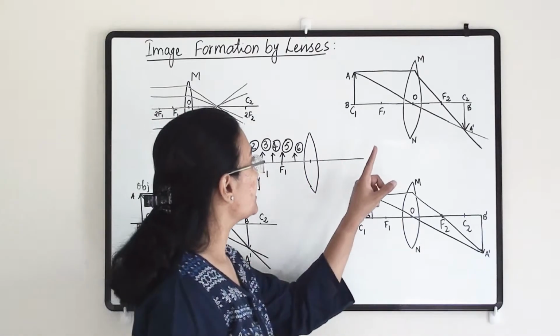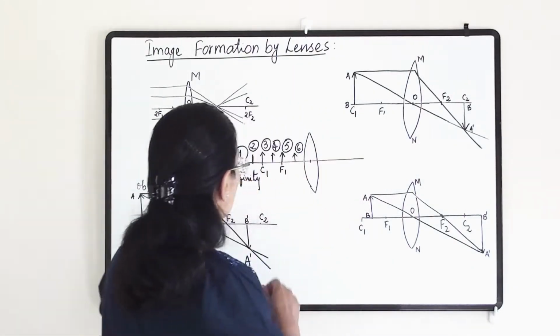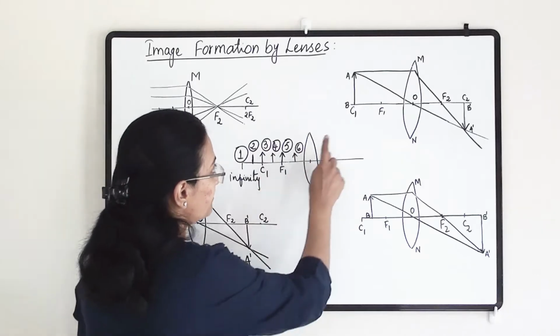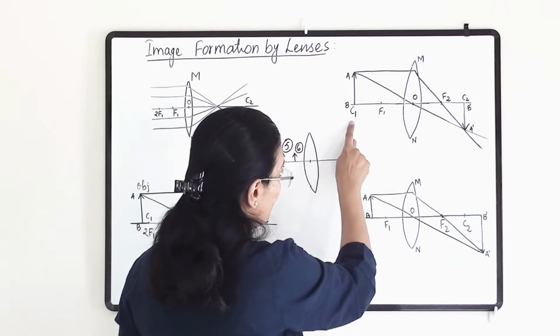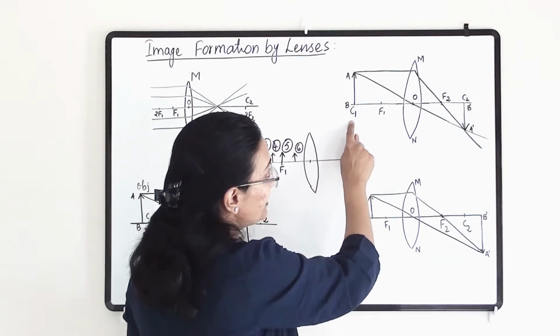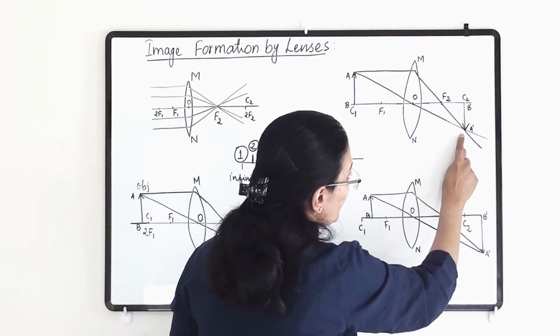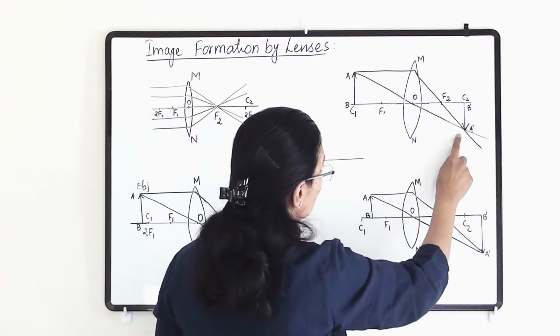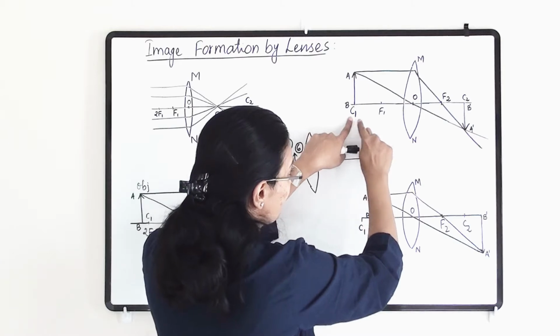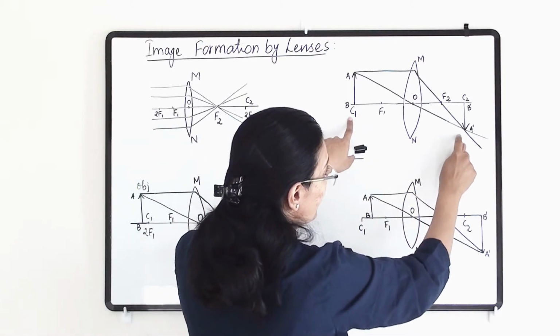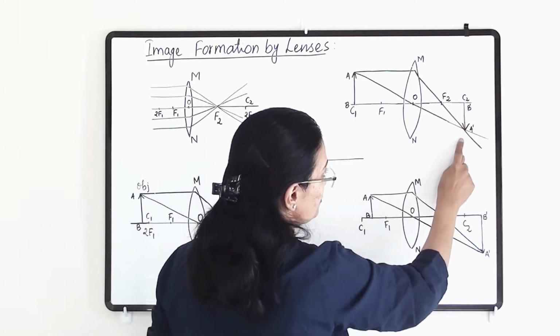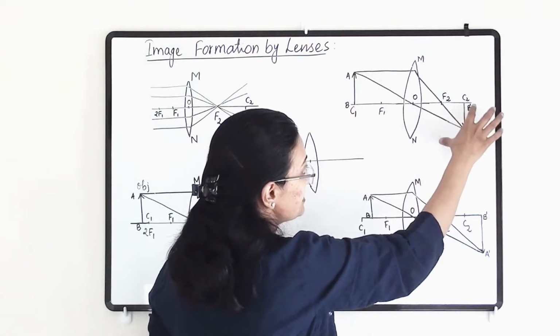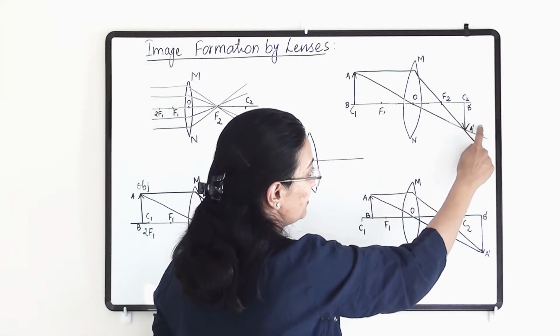Then in the third case, we keep the object AB at C1. We get the refracted image on the other side of the lens, and that is at C2. So when we keep the object at C1, we get the image at C2. It will be of the same size, real and inverted.